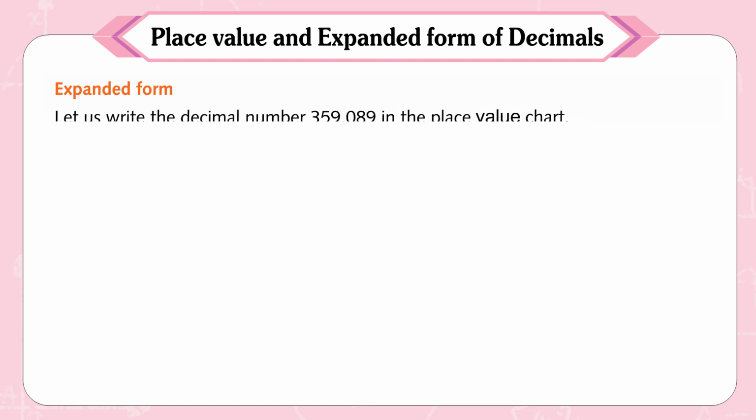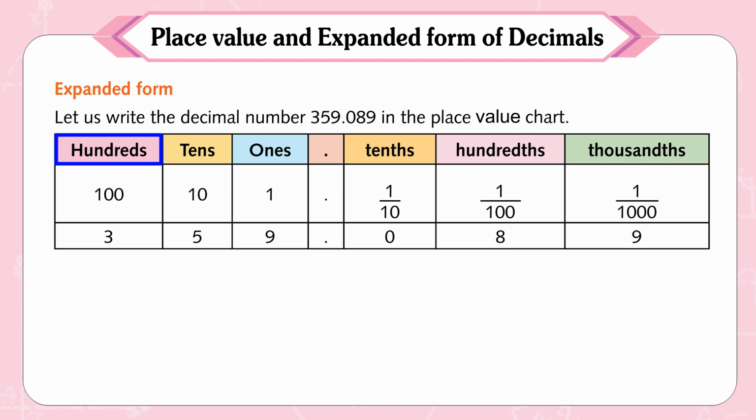Expanded form. Let us write the decimal number 359.089 in the place value chart. Hundreds 100, 3. Tens 10, 5. Ones 1, 9. Point. Tenths 1 by 10, 0. Hundredths 1 by 100, 8. Thousandths 1 by 1000, 9.